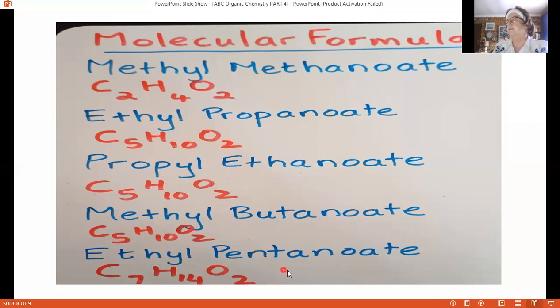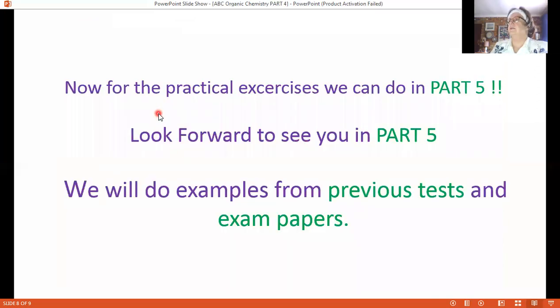So you know what, if you are very specific in your structures, you can have all these checkpoints to make sure. And so strive to get 100% for organic chemistry. If you understand the basics, it's actually super fun to do the structures. Right, so I really hope this is clear to you. So now for the practical exercises we can do in part 5.